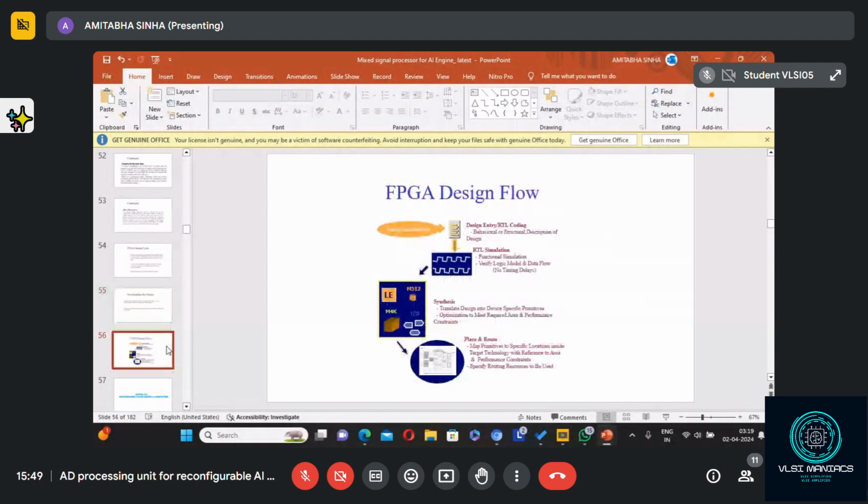First, design using RTL coding, then synthesis. Place and route you don't need to do, that will be done by the tool. So that's all about FPGA design. If you have any questions, please.